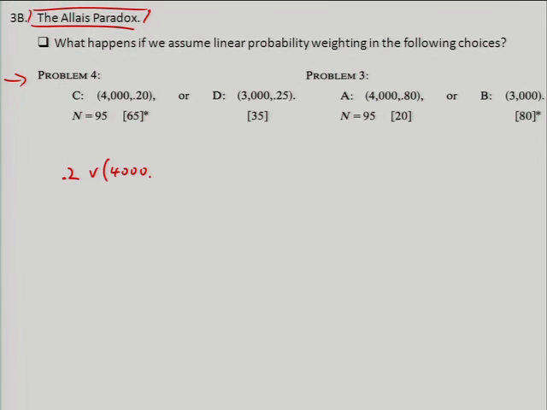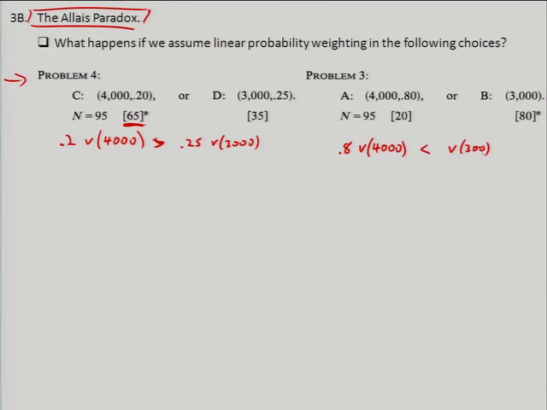is greater than, because these 65 people preferred this, 0.25 times v of 3,000. And what problem 3 tells us is that 0.8 times v of 4,000 is less than v of 3,000, because over here in problem 3, people prefer the 3,000 for sure.